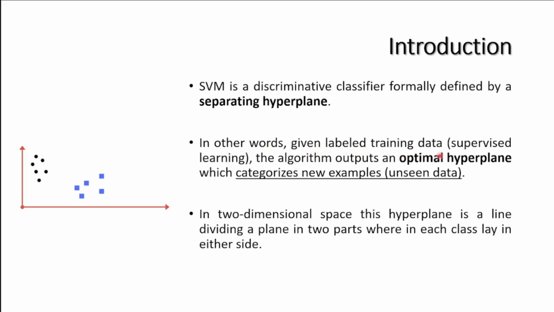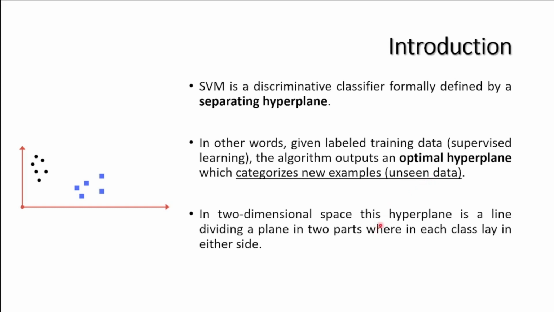In other words, given labeled training data, in the perspective of supervised learning, the algorithm outputs an optimal hyperplane. The final target for us in SVM is to find the optimal hyperplane which categorizes the new example, what we always call in our previous class unseen data, very well. In other words, the model could generalize to the unseen data or new data that has been injected into any system through our models.